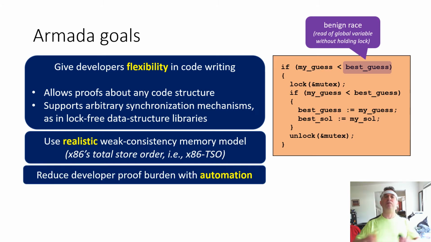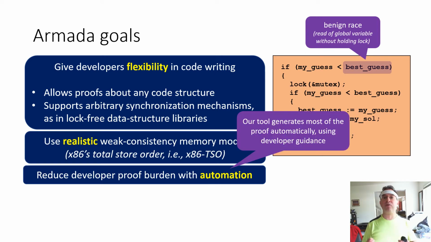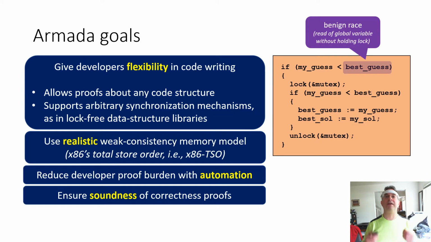Third, we want to reduce the burden on the developer in writing proofs. So we're going to do that with automation. We have a tool that automatically generates most of the proof using only a modicum of developer guidance. And finally, of course, we want soundness. We want our proofs of correctness to be themselves correct.